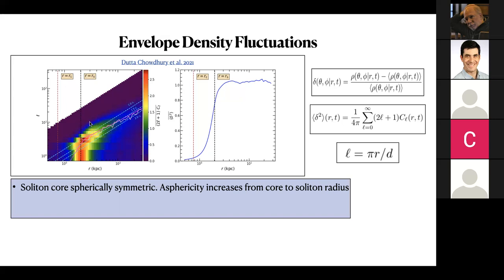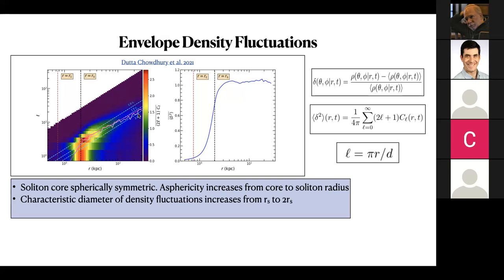Now, outside the soliton radius, we are looking at the fluctuations in the halo. The first thing that we can do is pick out, at a given radius, the angular wave number which has the maximum power, and plot that as a function of R. That is what this jagged pink line here shows.